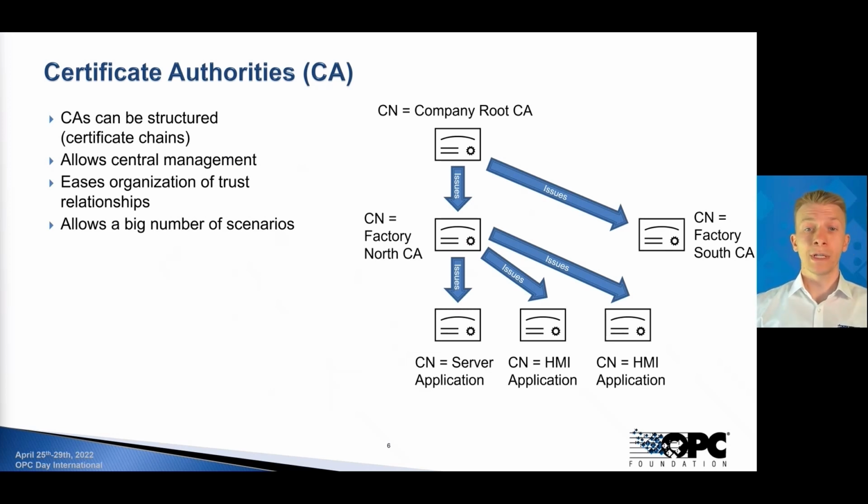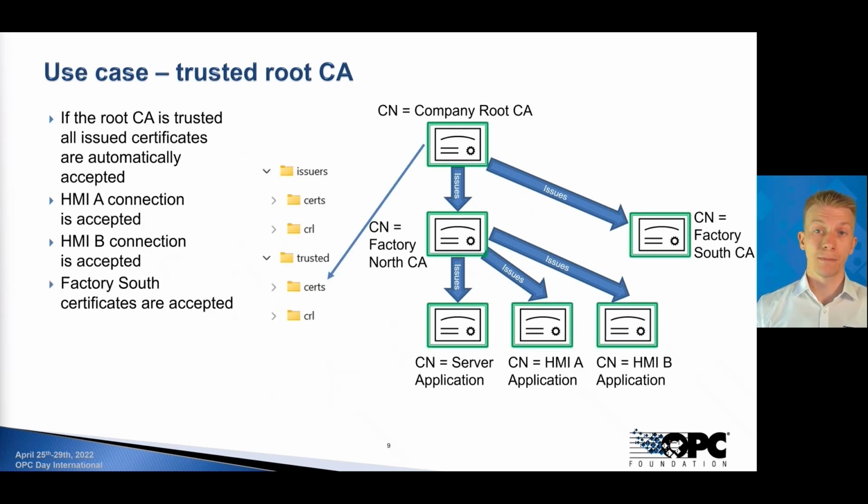What you already see on the right-hand side is that any CA or intermediate CA can issue multiple other certificates. In this example, we're talking about a factory north and a factory south. The beauty here is that it really eases the organization of trust relationships, allows a big number of variations and different scenarios to be addressed, and provides central management for those certificates. So let's walk through the different CA scenarios that we have.